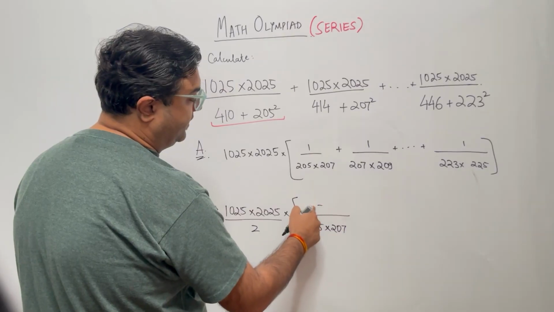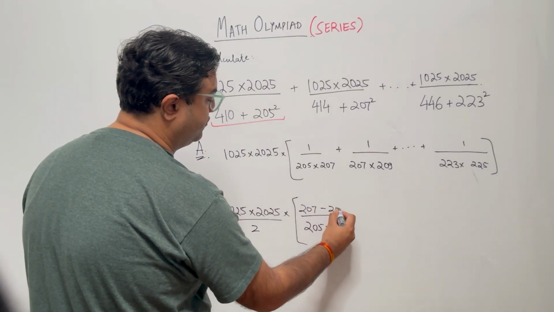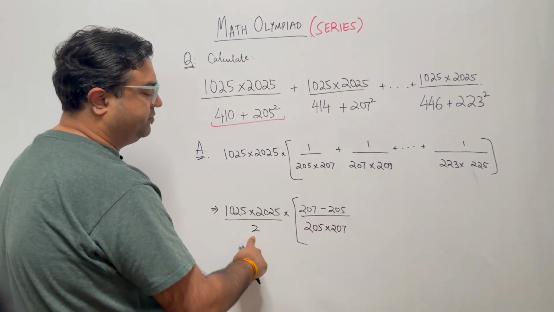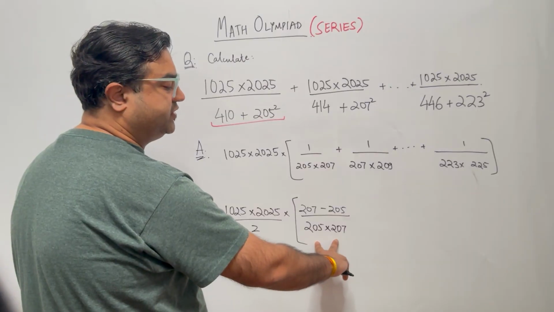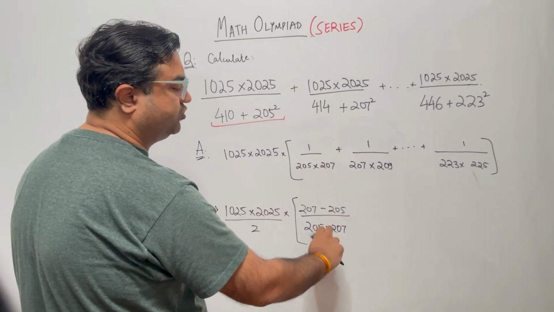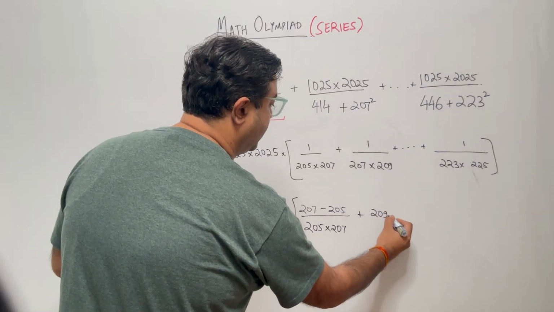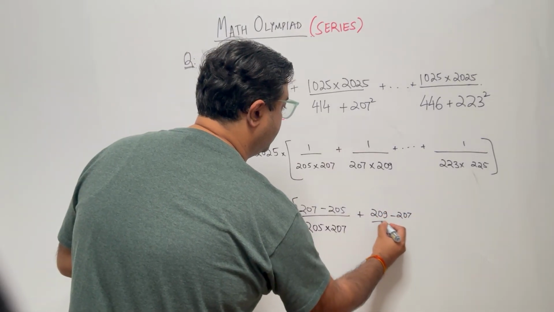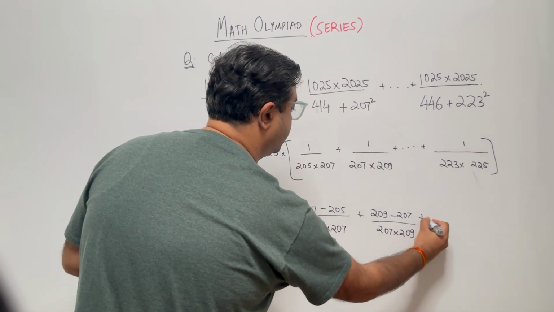This 2 can actually be written as 207 minus 205. Why did I multiply and divide by 2? Because the difference here is 2, so that I can split them. Similarly, this will be 209 minus 207 divided by 207 into 209 plus dot dot dot.